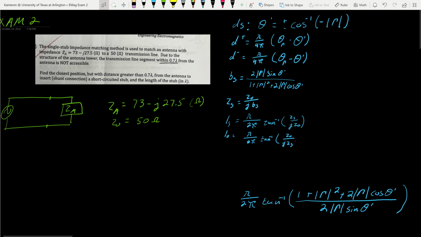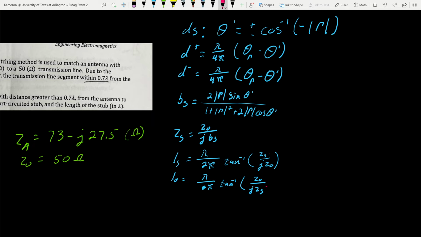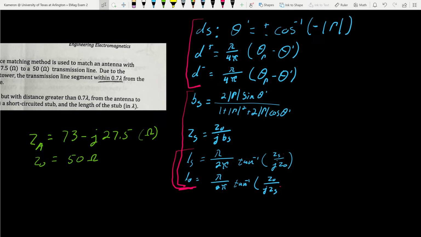But let's talk about these equations a little bit. It's pretty much broken up into two portions. This solves for the distance of the stub from the load, and this essentially solves for the real component. This portion here solves for the imaginary portion and gives us the length of the stub. You'll only use one or the other depending on if you need a short-circuited stub or open-circuited stub, denoted by the S and O.